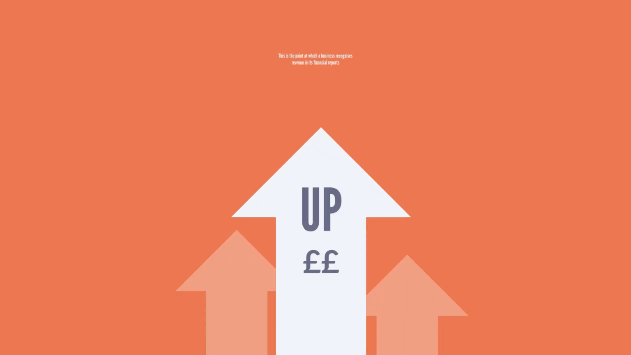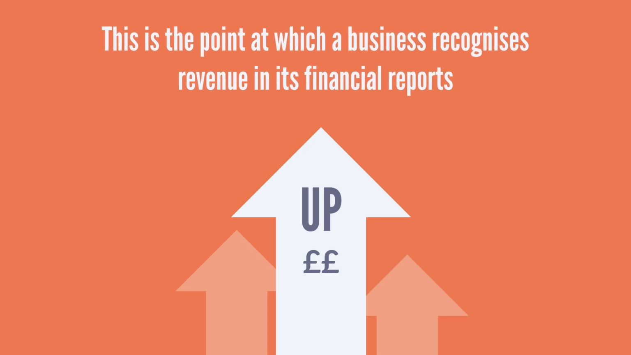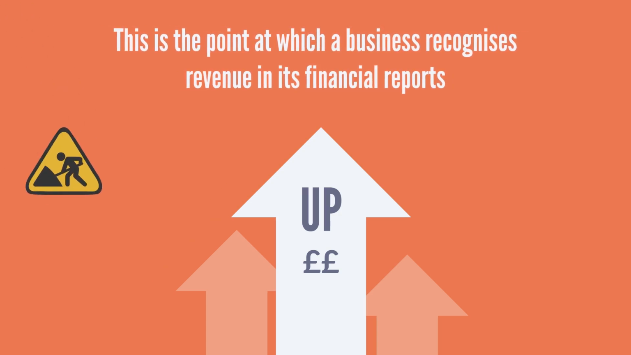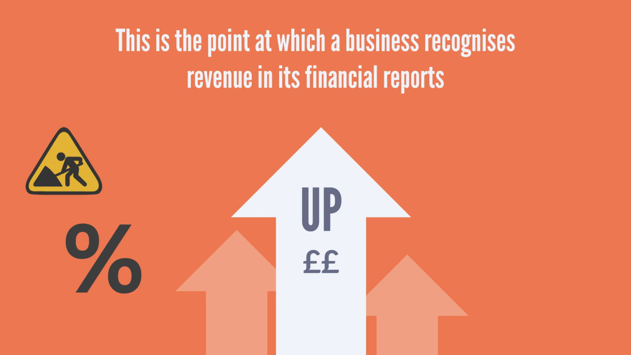Recognised revenue. This is the point at which a business recognises revenue in its financial reports. Under FRS 102, revenue on construction projects is recognised according to the percentage of completion. It specifies that revenue is recognised when the outcome of a contract can be measured reliably, accounting for both income and cost proportionally. If the outcome is uncertain, all costs are expensed, and revenue is recognised only to the extent that it is likely costs will be recoverable.